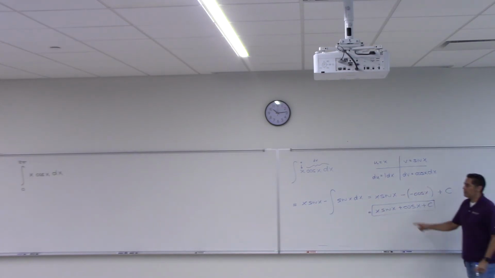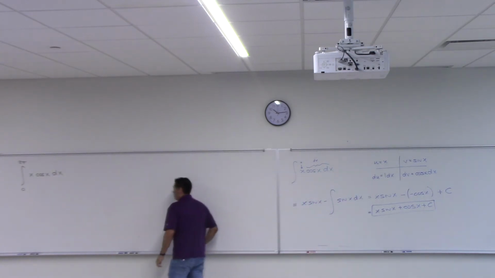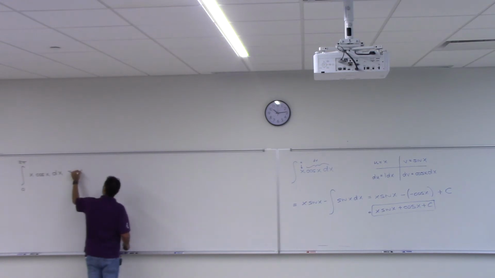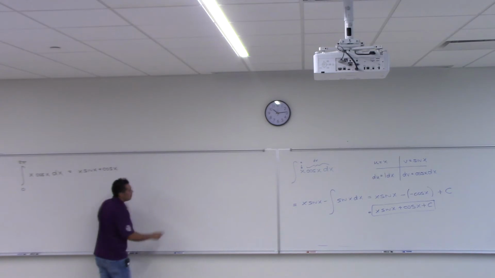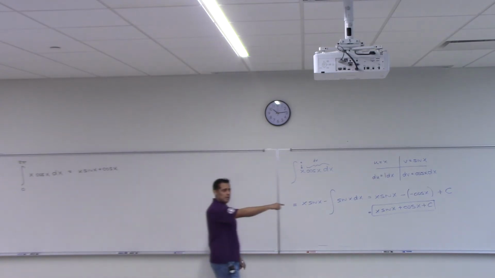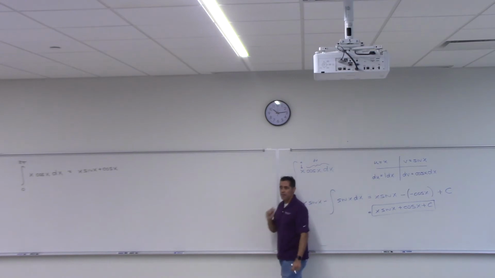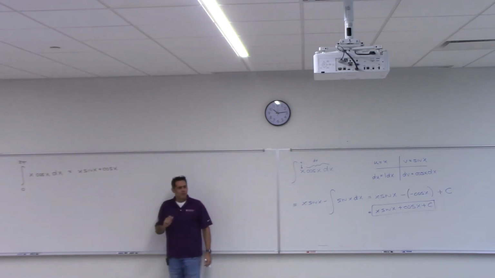The fundamental theorem of calculus says now we can take that answer and plug it in right here. x sine x plus cosine x plus any constant. I'm going to use 0. I can use any constant I want. I'm going to use 0. Is that right with y'all? Do y'all see that if I used any other constant, it wouldn't matter?